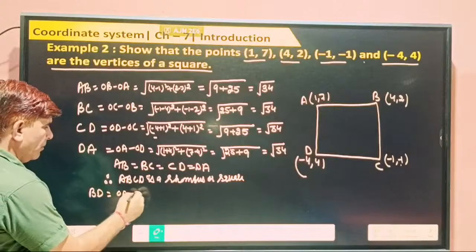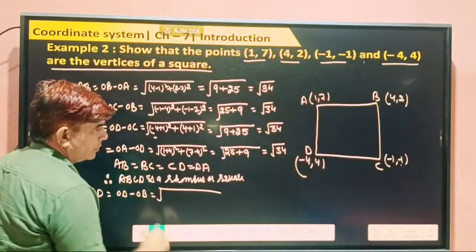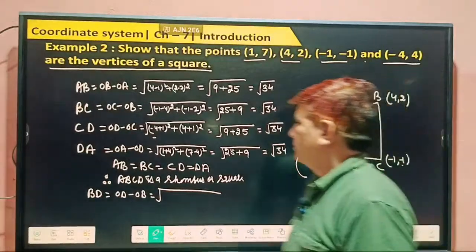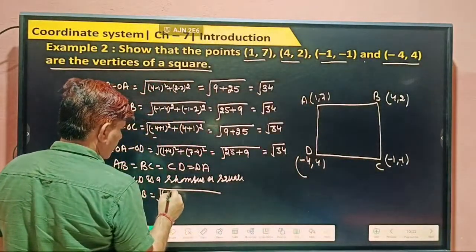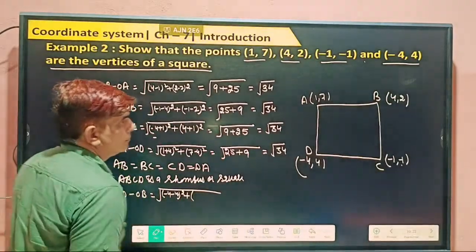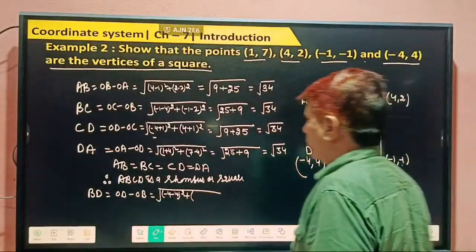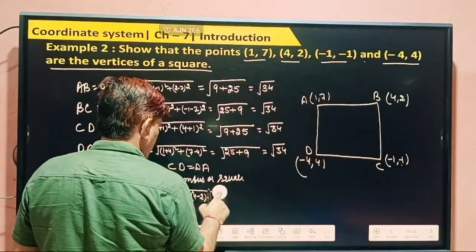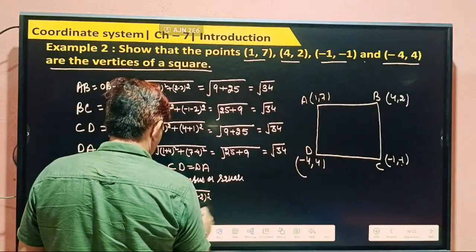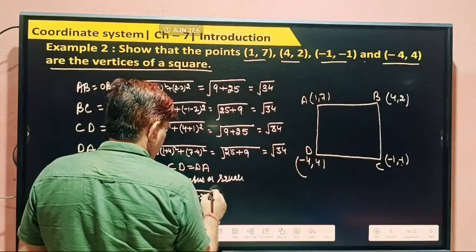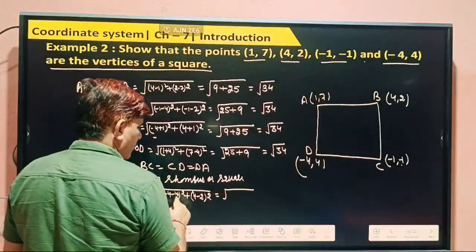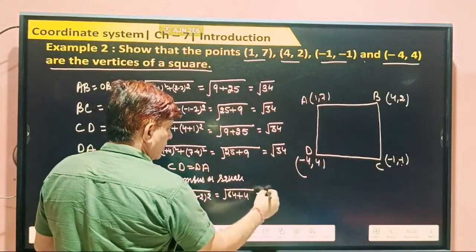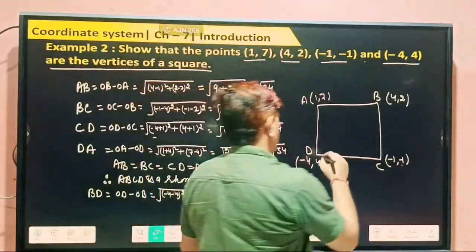BD equal to OD minus OB, is equal to the square root of (minus 4 minus 4) whole square plus (4 minus 2) whole square. Minus 4 minus 4 is minus 8, its square is 64. 4 minus 2... plus 4, under the root 68. It means this diagonal.